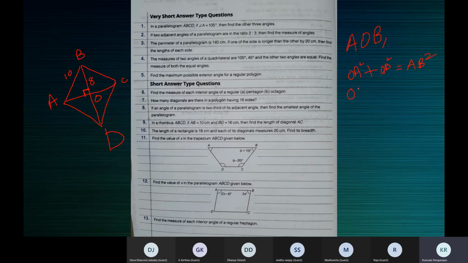So now OA square plus OB square, what is OB square? 8 square, right? Yes, ma'am, 64, is equal to AB square. How much is AB square? 100, ma'am. So now tell me what will be the next step? OA square is equal to? 100 minus 64, ma'am. Yeah, so OA square is equal to 36.